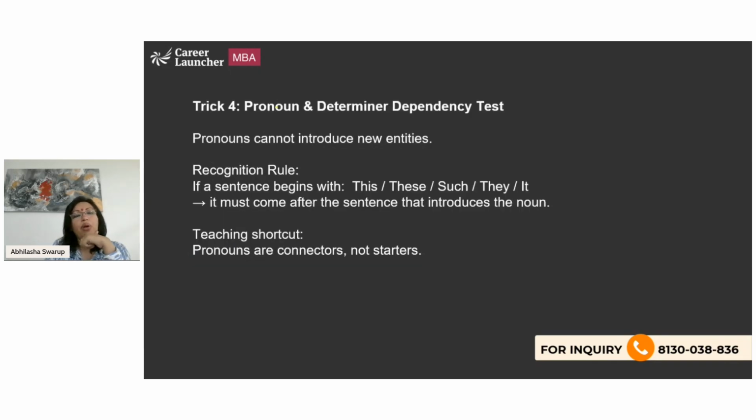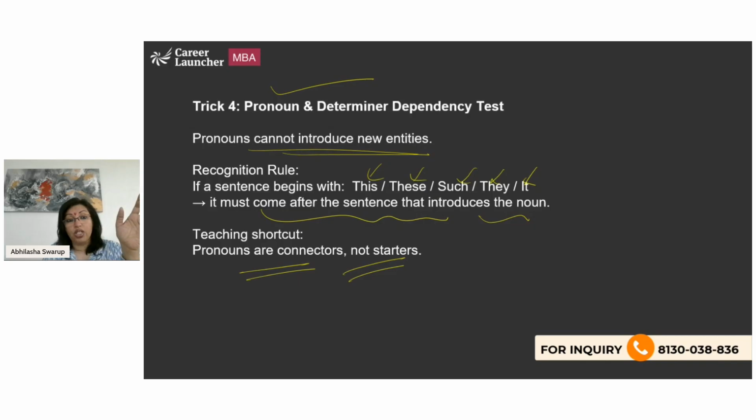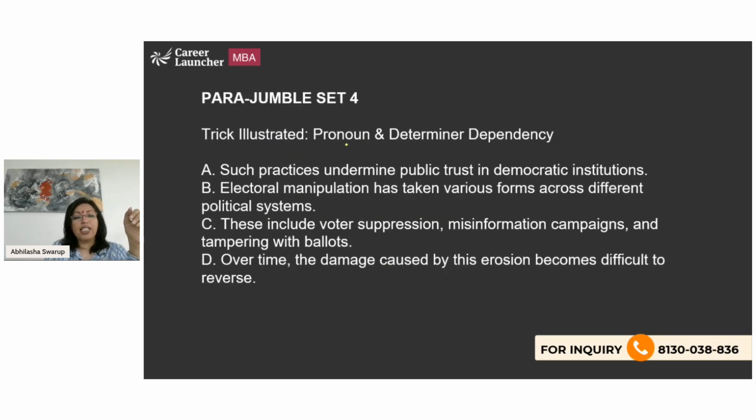Fourth thing that you will remember: pronoun and determiner dependency test. A pronoun cannot introduce new entities. So if a sentence is beginning with this, these, such, they, it, then remember it will come after a sentence where the noun is introduced. Remember, pronouns are connectors, not starters. That's so important, right? Keep that in mind. All right, let's take a look at this.